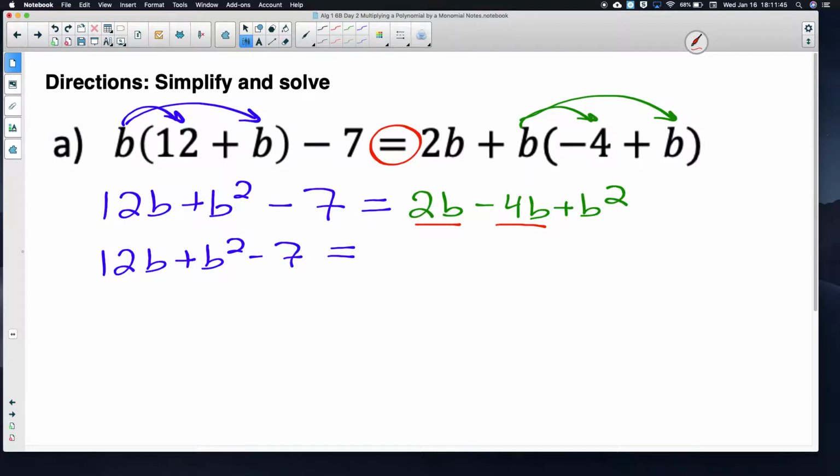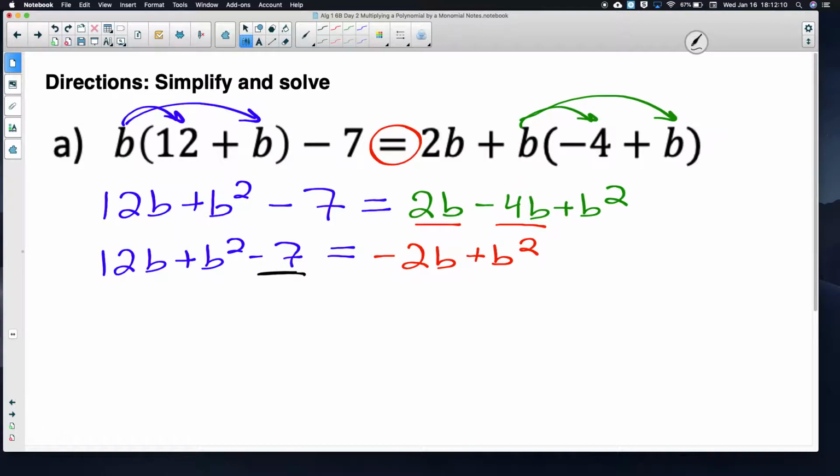Well, I can combine those like terms. 2b minus 4b, that's going to give me negative 2b plus b squared. So, my next thing is I want to get the b's on one side, and I want to get the numbers on the other. Well, if you'll notice, I only have one constant value, this negative 7. It's already by itself on the left-hand side.